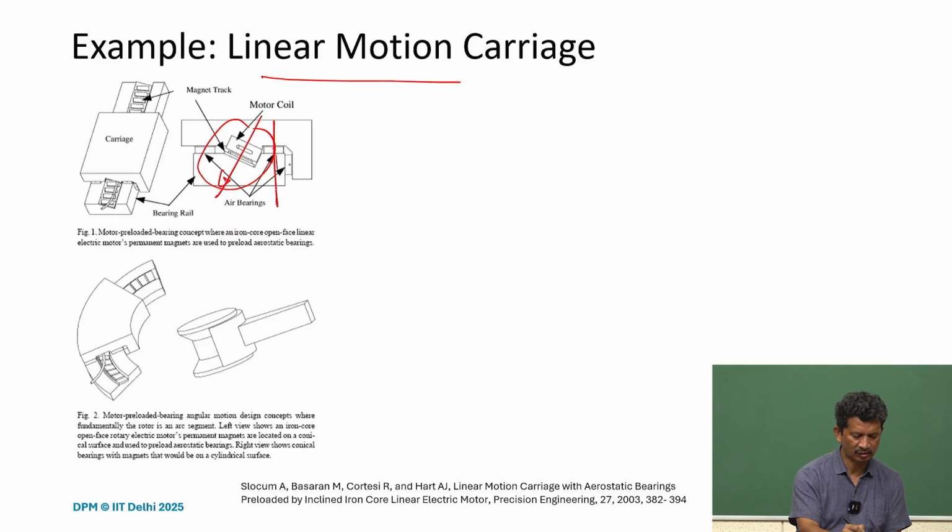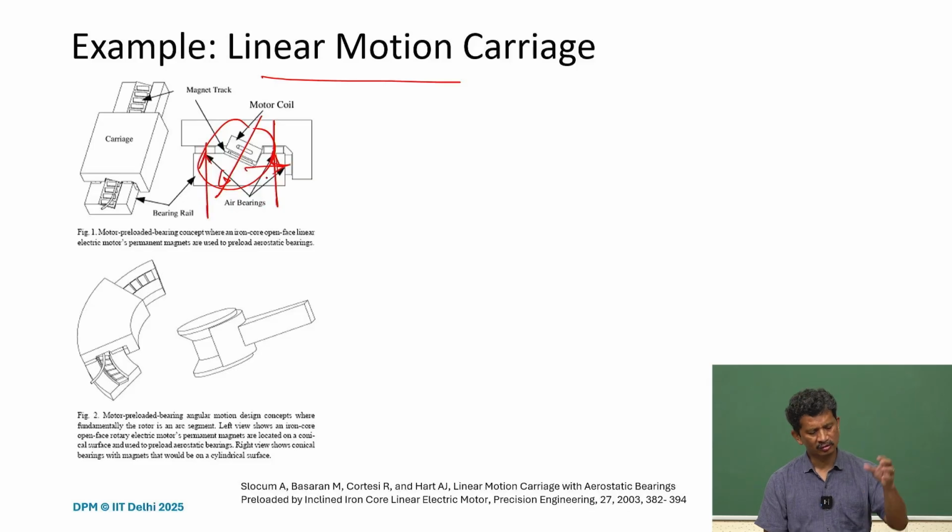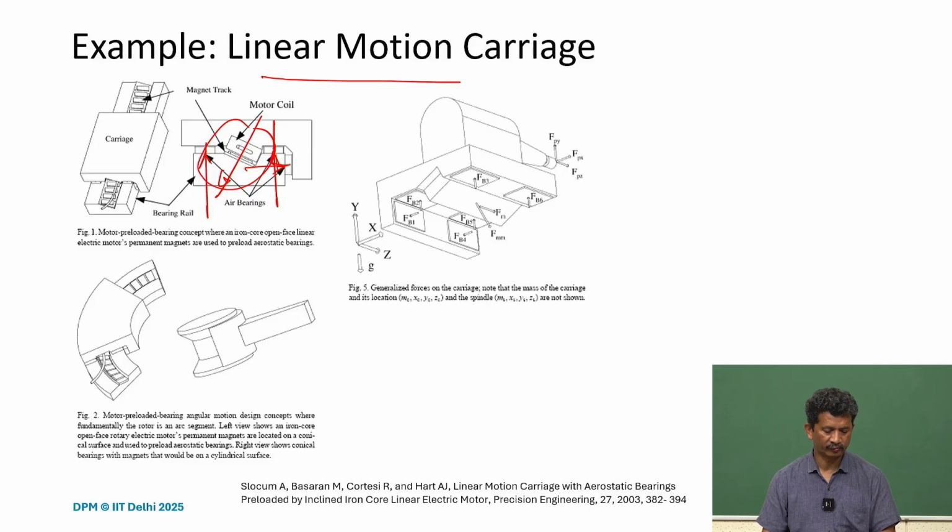So what you can see is that all air bearings can be preloaded at the same time just using that linear motor. So it is a very nice design, and it can be designed linearly. It can also be used in a rotary table form. Here all the forces are mentioned, and if you are using it for a machine tool application, what are the forces and how do you balance these forces.